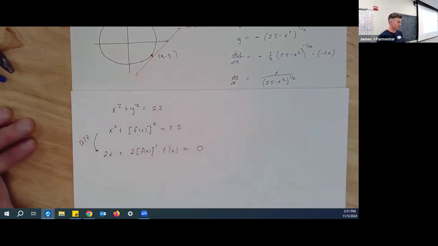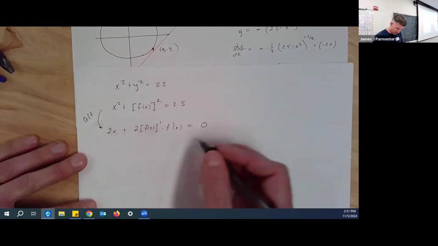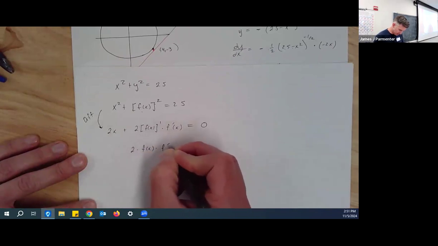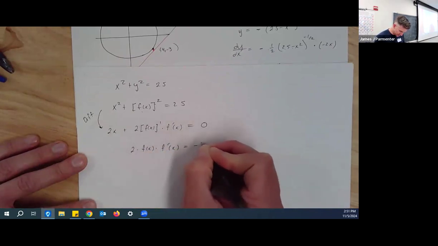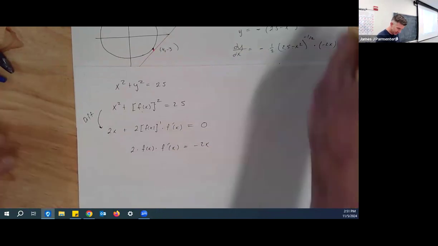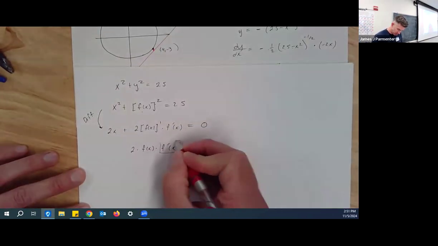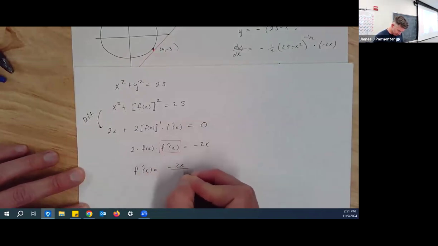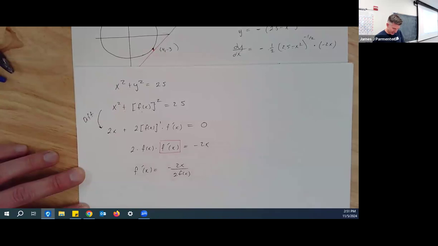And now what we're going to do is solve for the derivative. So we're going to subtract 2x from both sides. 2 times f of x times the derivative of f of x equals negative 2x. And then isolate the derivative. So divide both sides by 2f of x. So f prime of x equals negative 2x divided by 2f of x. And I guess we could cancel an x and say that f prime of x is equal to negative x over f of x.